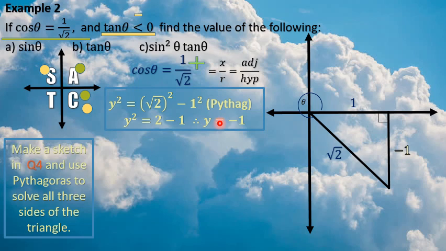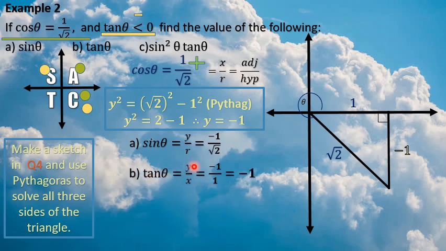Right, now we are ready with three sides of this triangle. We can tackle any problem that they throw at us. So let's find A, the value of sine theta. We know sine theta is y over r. The y value is negative 1. The r value is root 2. That's that. Leave it and you are done.